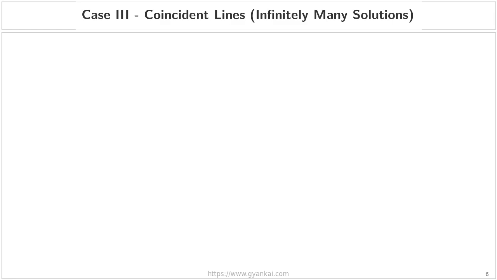Now, let's move on to our third and final case, which is case 3, coincident lines. Up until now, we've looked at lines that cross at one point or lines that run parallel and never meet. But what happens if the two equations are actually describing the exact same line?